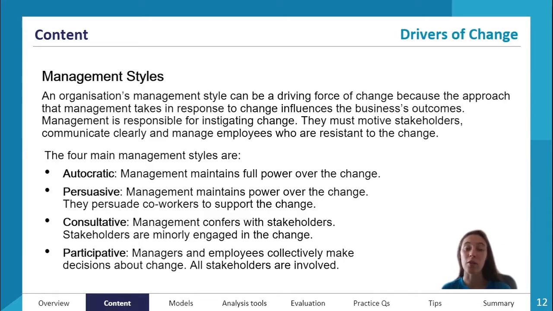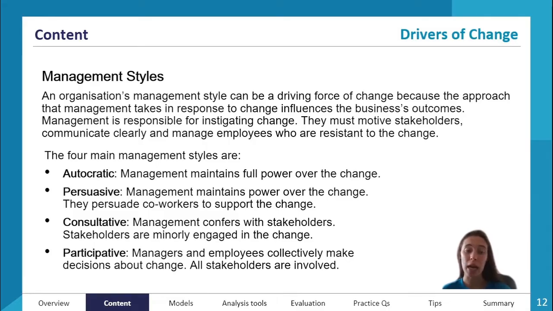They have to motivate stakeholders. They need to communicate clearly. Again, that idea of transparency. And they need to manage the employees who are resistant to change. There are different ways of doing that we will look at later on, but they can have different positive and negative impacts on a business. And so the management style is going to be really important as to how the stakeholders respond and what kind of reputation you have in the public eye as well.